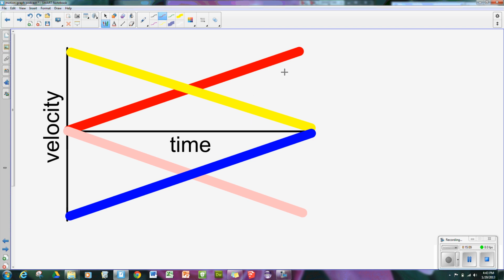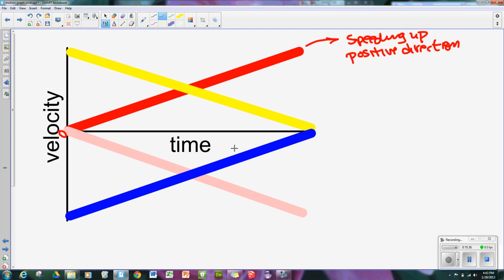First, the red. So if you look at the red line, it is going from 0 and getting faster. The value is getting farther away from 0 because it's getting farther away from the x-axis. That means it is speeding up. And it is above the x-axis. So here's 0, here's the x-axis. That means it's moving in the positive direction.